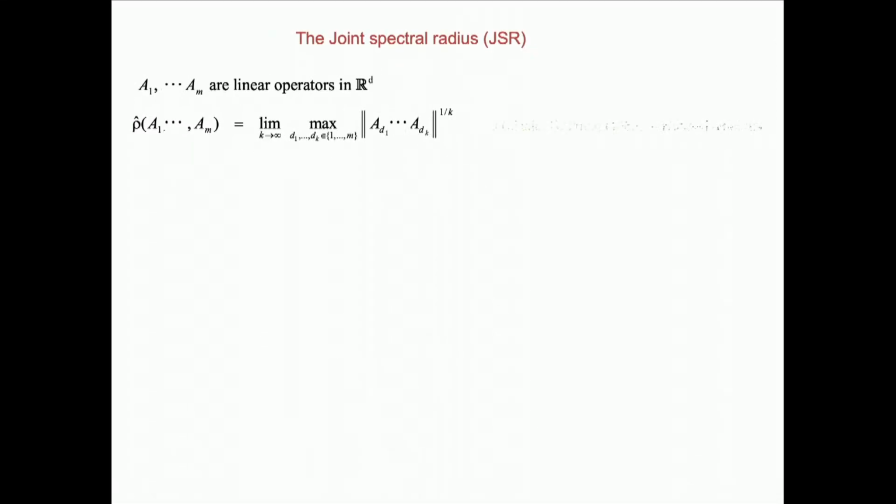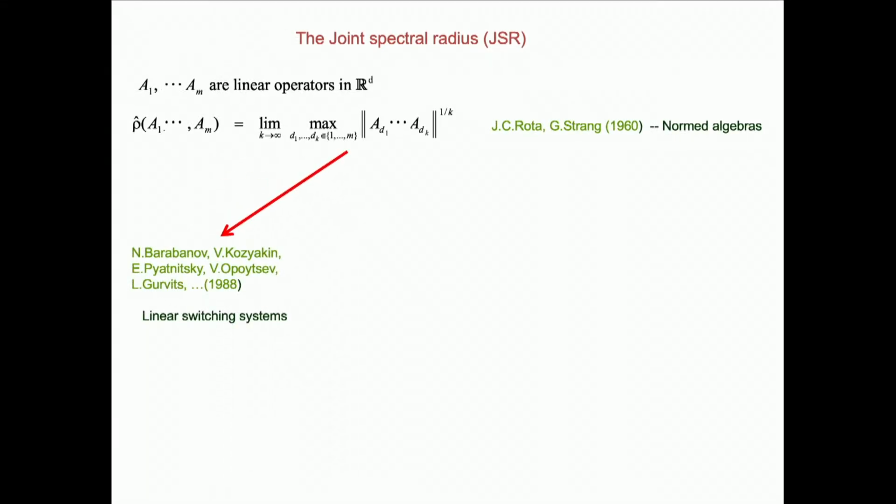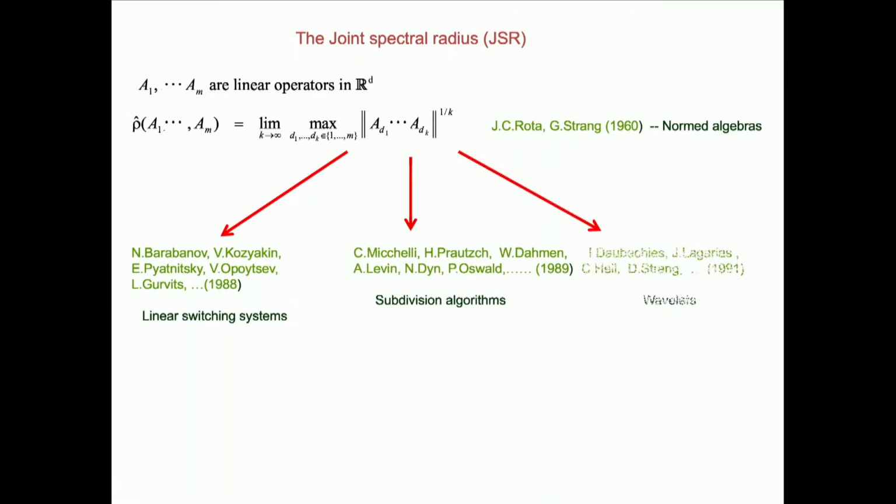But in the late 80s, several groups of mathematicians, independently of each other, came to this notion in their problems. One of them is linear switching systems. Another one is the subdivision schemes, the numerical method of generating surfaces and curves, and also wavelet theory, we will not talk about it. So we are interested only in the first. The Jones spectral radius is responsible for the stability, Lyapunov stability of the switching system. This is a measure of the Lyapunov stability.